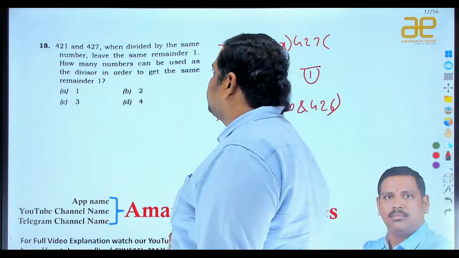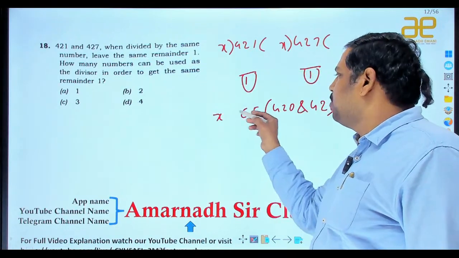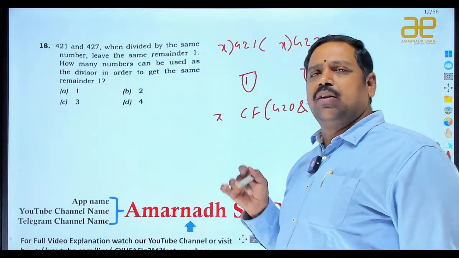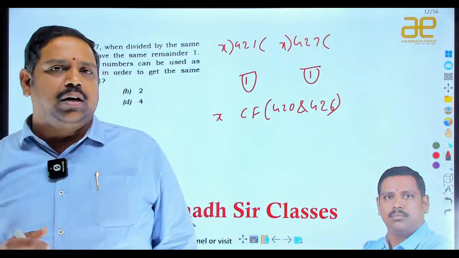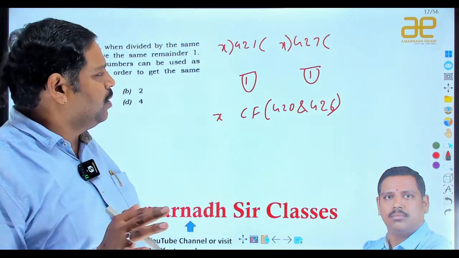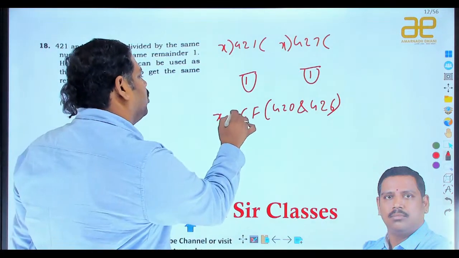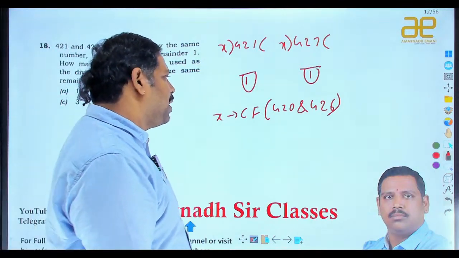What he is asking is, how many numbers can be used as the divisors? That means how many numbers we can take for x in order to get the same remainder 1 in each case. Okay. So both have the same remainder of 1, means already we have discussed 1 is removed, right? For these two, how many are common factors for x he is asking? Okay, how many common factors are available? If you want to do that, just do the prime factorization for each.